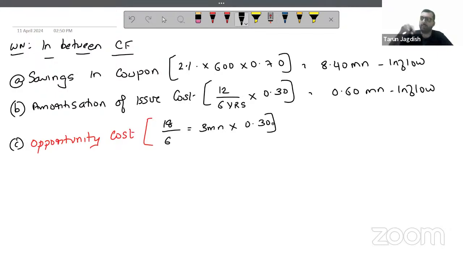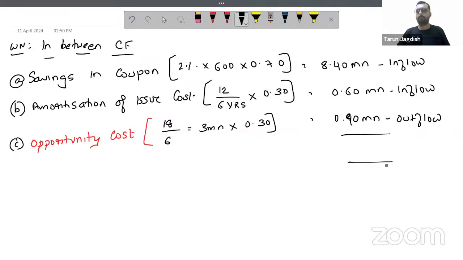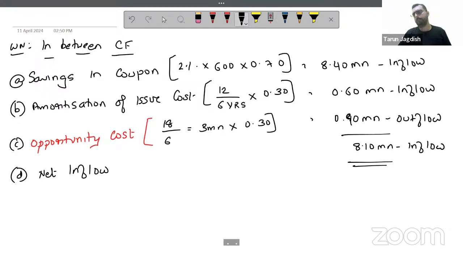On that, I would have got 30% tax advantage, which I don't get now because I got the entire money in year 0 itself. So 3 into 0.3 when you do, you will get the answer as 0.90 million, which will be your opportunity cost. That will be an outflow. So when I take all these things into consideration, my net inflow will be 8.4 plus 0.6 minus 0.9 will be my inflow. Then I will write down the next working note heading, friends, terminal cash flow.